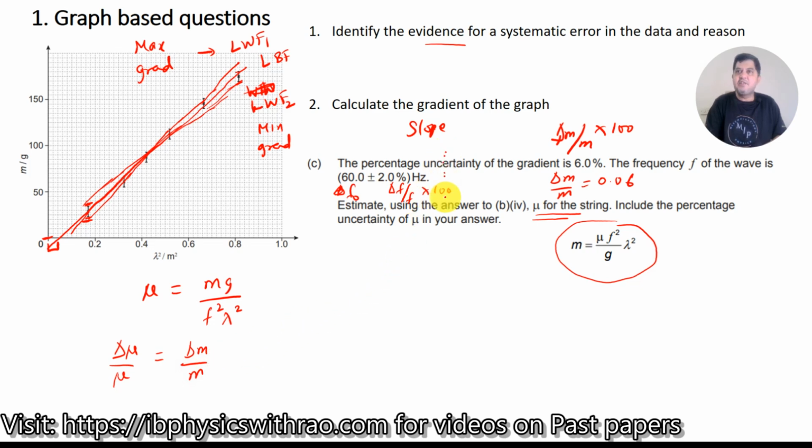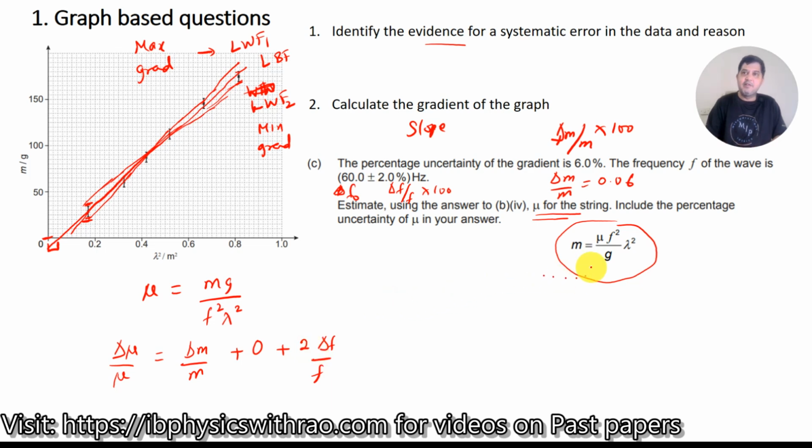What about the value of g? Is the value of g changing? The value of g is not changing. So therefore, delta g by g was 0. Plus, what about f square? Let me write that down. So 2 times delta f by f. This is the mistake which many of you make. Since it is f square, you will put minus 2 times delta f by f, which is incorrect. Errors will always be positive. They can never become negative. Very, very important to understand.